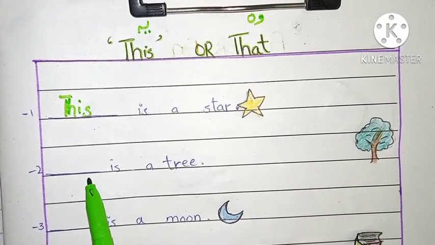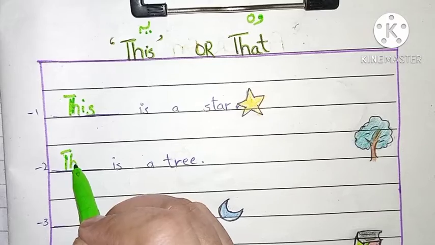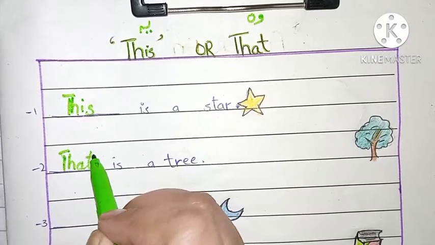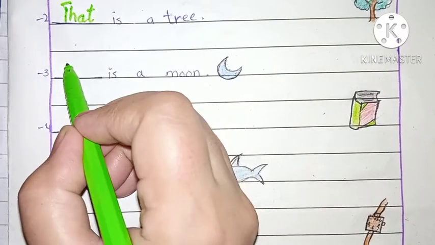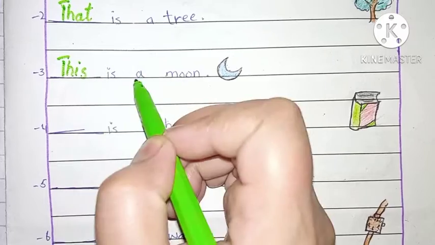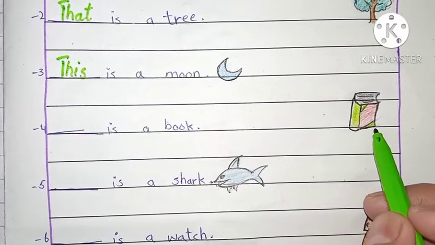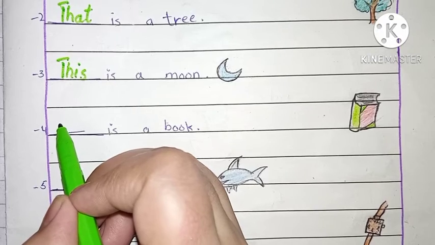Tree. That is a tree. Moon. Moon is near, so we use this. This is a moon. Book. Book is far, so we use that. That is a book.